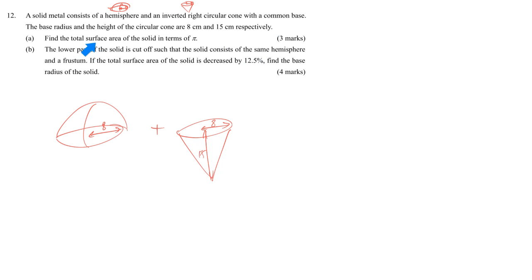We are going to find the total surface area. Beware that they are talking about a solid metal, so these two are not separated, but combined like this. It's like an ice cream cone. But we're just talking about the total surface area, so it consists of two parts: the curved part of the hemisphere and also the curved part of the circular cone here.